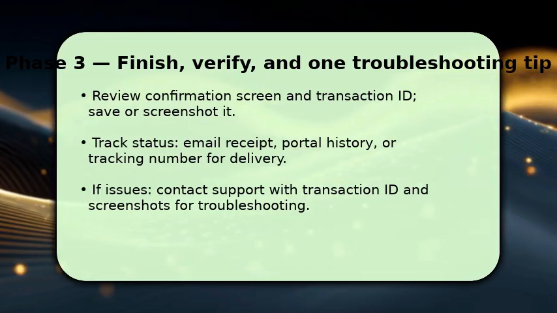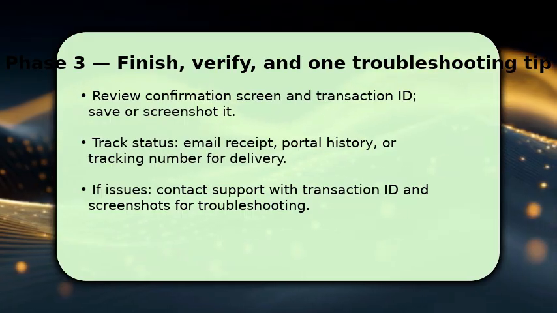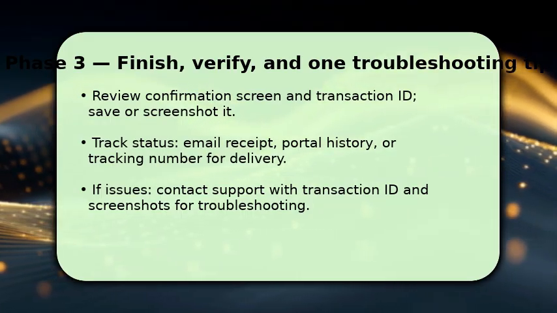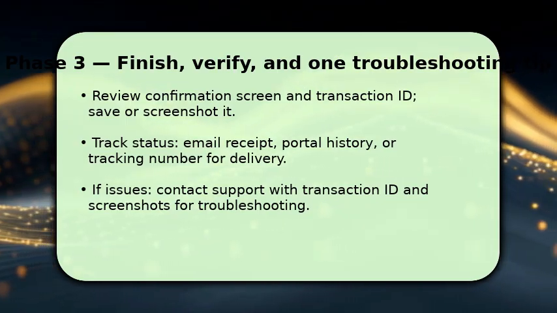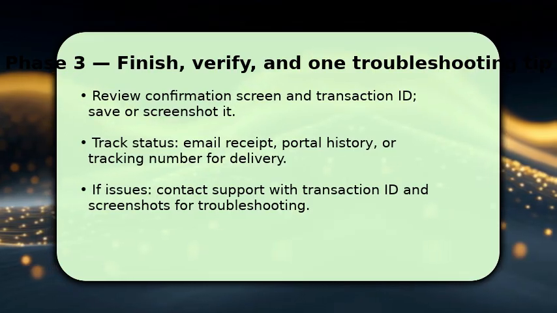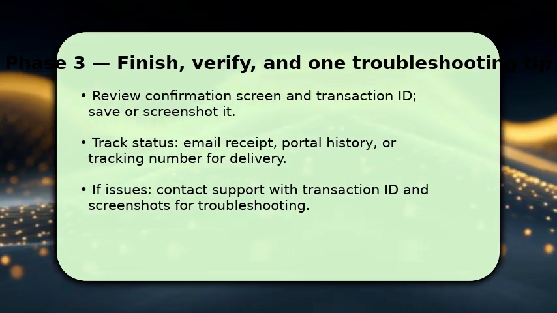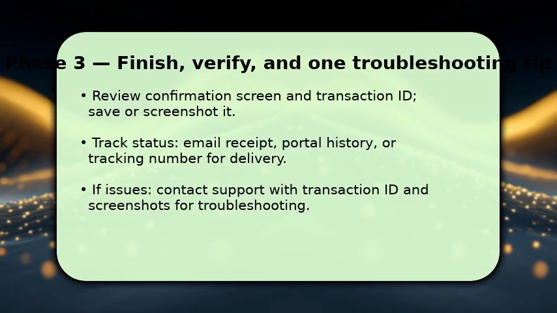Check for a tracking number if applicable. If the payment is pending, allow the stated processing time. If it fails, first check bank/card activity and retry only after verifying no duplicate charge. If things go wrong, contact postal support with your transaction ID and screenshots. This speeds resolution and helps reverse mistaken charges.